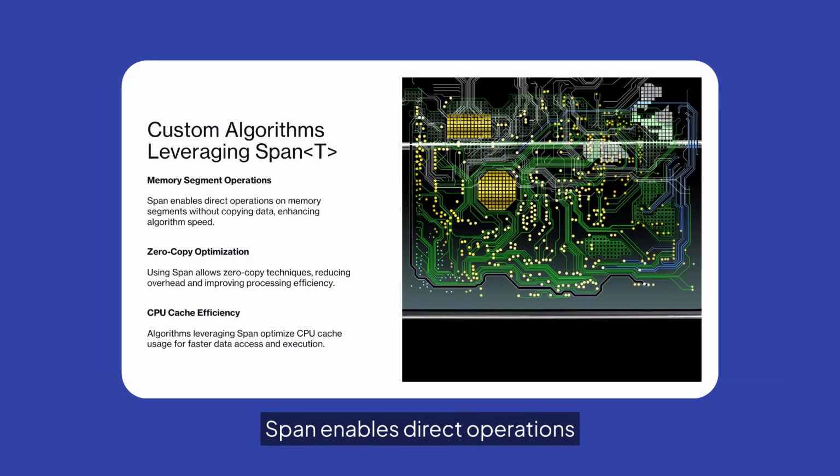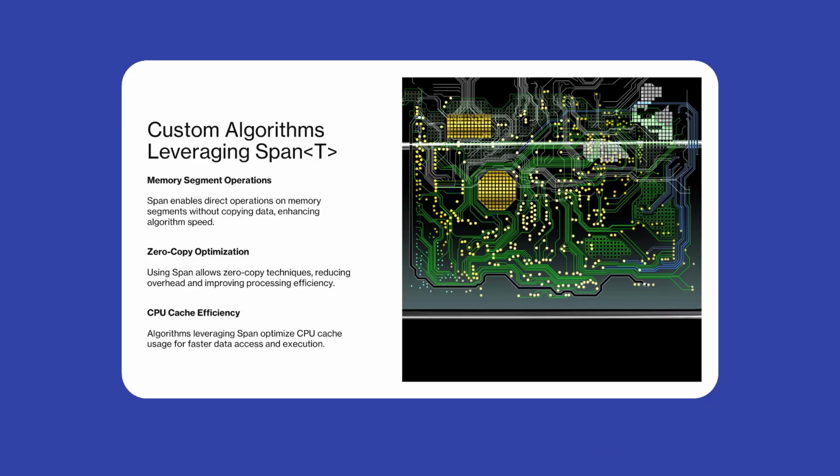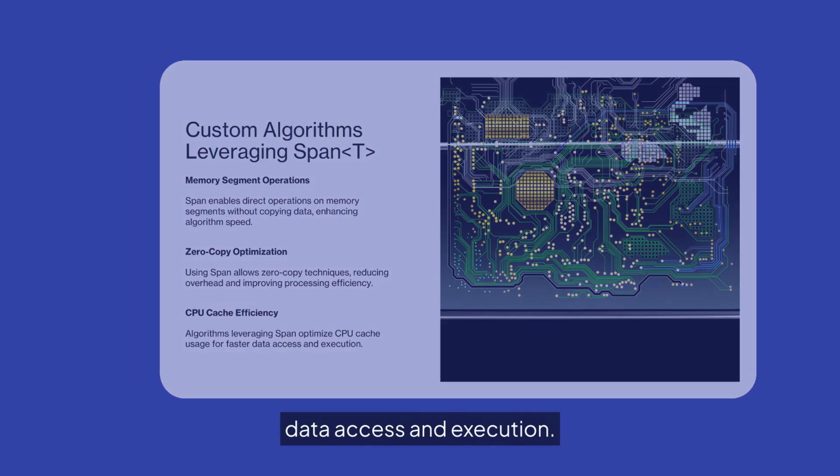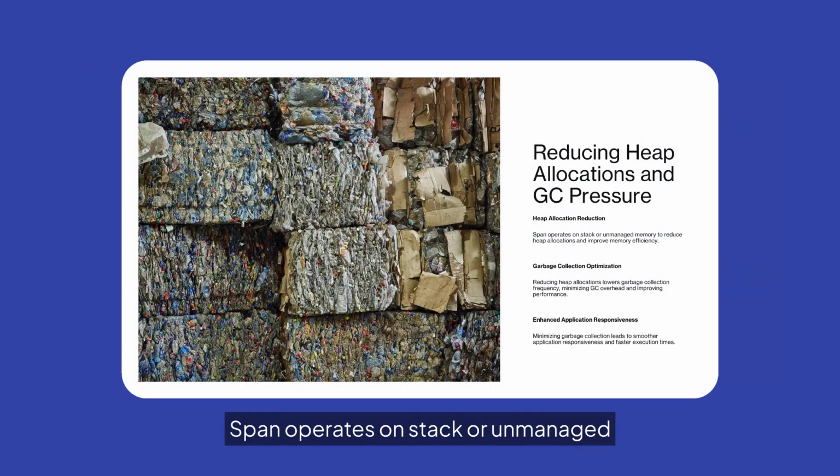Span enables direct operations on memory segments without copying data, enhancing algorithm speed. Zero-copy techniques reduce overhead, while optimizing CPU cache usage for faster data access and execution. Span operates on stack or unmanaged memory to reduce heap allocations, improving memory efficiency. Lowering heap allocations minimizes garbage collection frequency, enhancing application responsiveness.